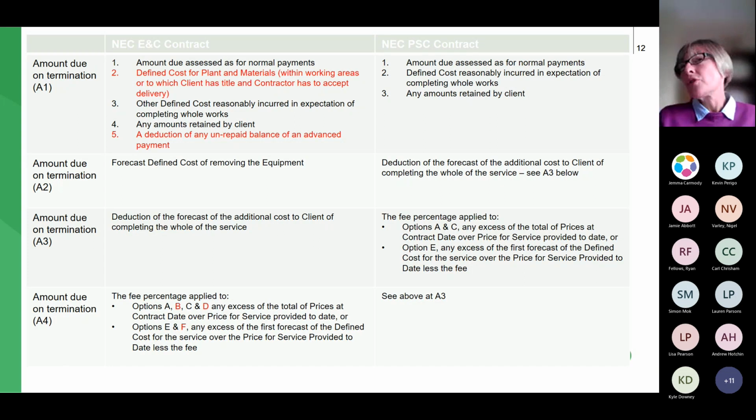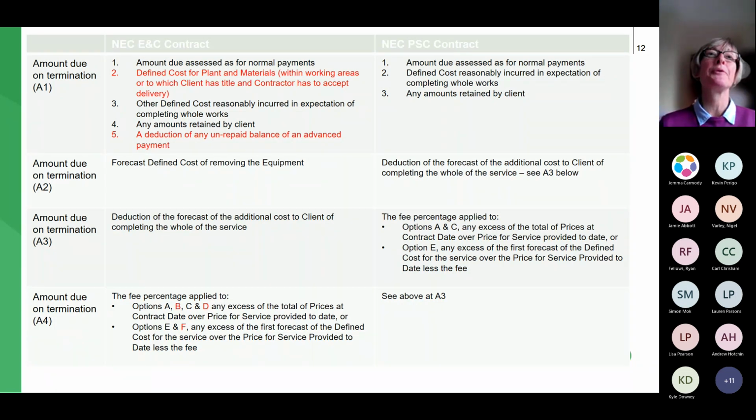So for obvious reasons, that doesn't need to be in the professional services contract. The third item is other defined cost reasonably incurred in the expectation of completing the whole of the works. So that might be, for example, costs that the contractor has committed to complete the work, so fix some subcontractors fees, that kind of thing, and that's also included in the professional services contracts, are payable under that as well. Next one, item four, is any amounts retained by the client, so retention, etc. Less any amounts to be retained, and that applies under the professional services contract.